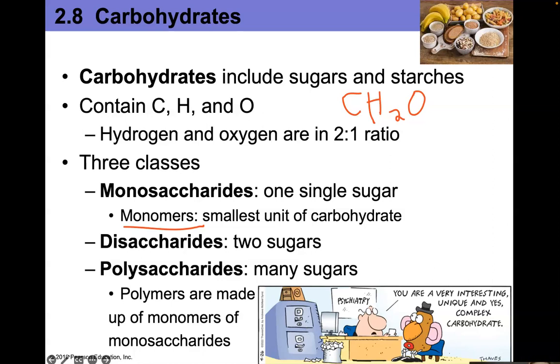When you put 2 together, obviously now it's no longer mono, 1, but it's di, so disaccharide, okay? 2 sugars. And then if you put any more than that together, 3 or more, then it becomes a polysaccharide, many sugars. And that's where you're going to make those more complex carbohydrates or polysaccharides.